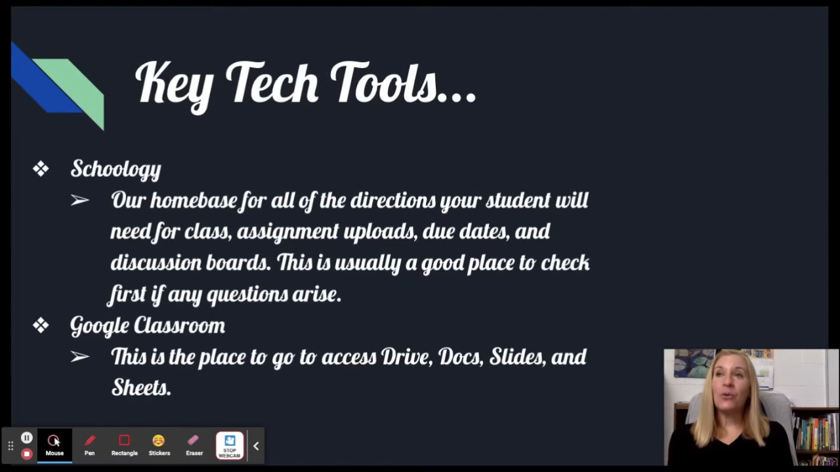And if there are any questions on what needs to be finished or what this assignment looks like, Schoology is usually a wonderful place to start. I keep everything current on there. In fact, I like to put my due dates a few weeks out so students can plan accordingly.